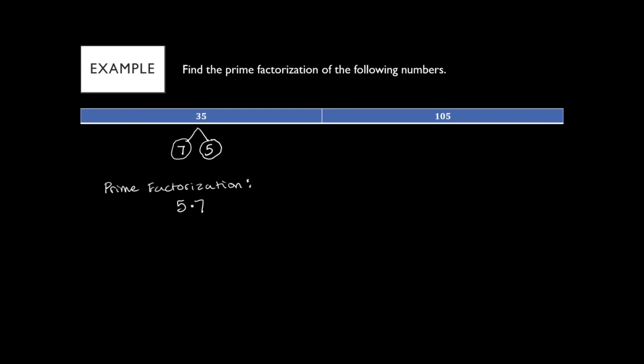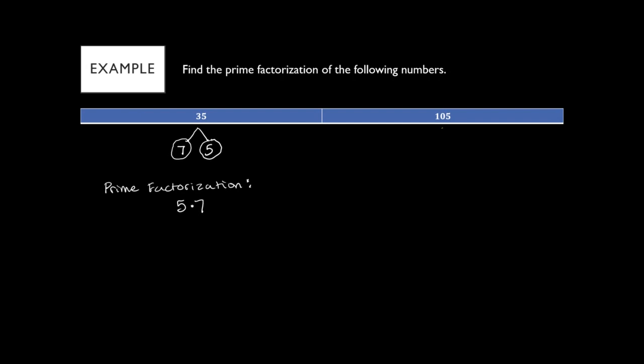So it seems kind of silly, like why would you do that for a small number like this? But it's more useful when you have larger numbers, because then you can see what numbers you can divide out of it, especially if you're trying to reduce a fraction.